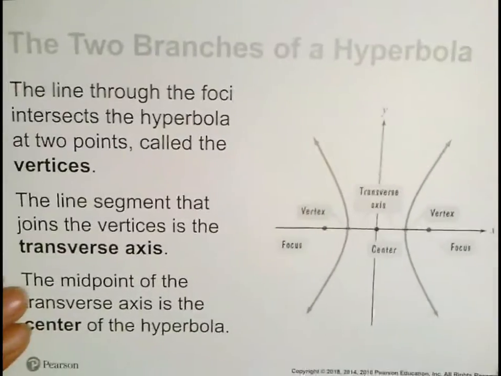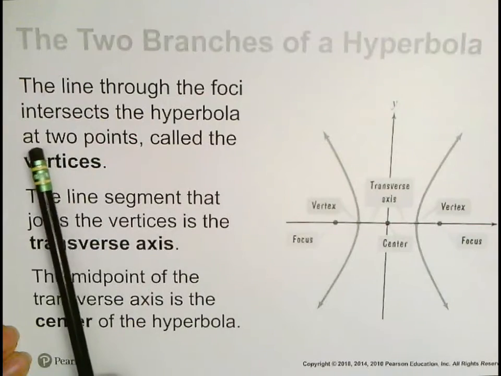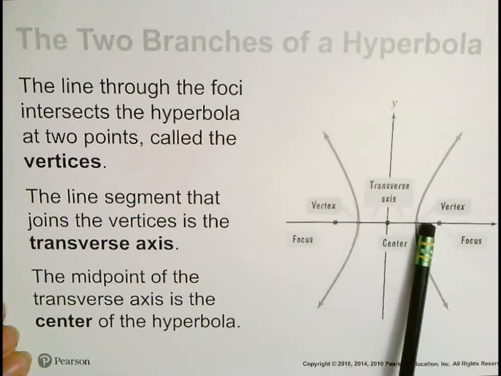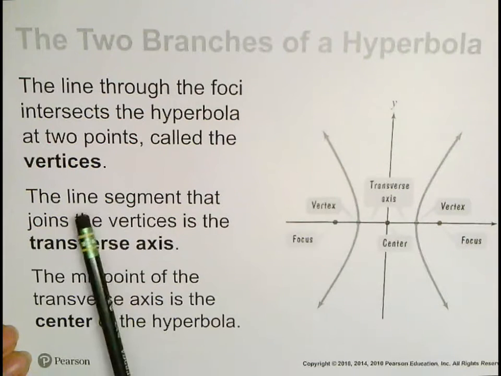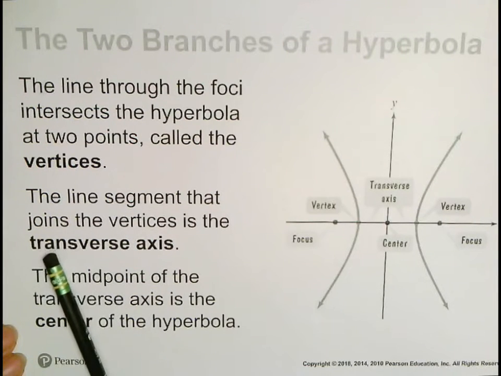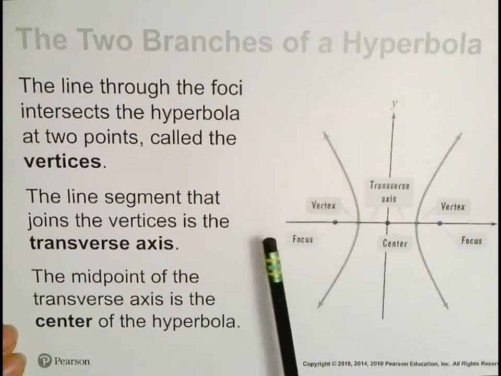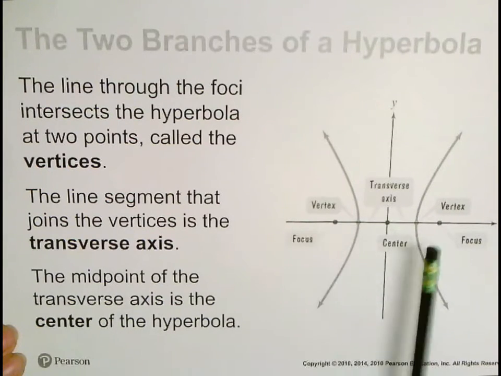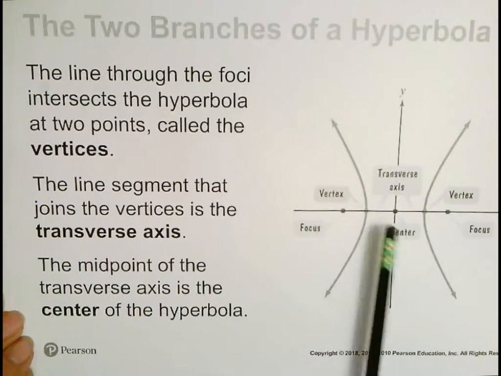Talking again about the different parts here. The line through the foci intersects the hyperbola at 2 points. You see, right here, right here. These 2 points are called the vertices. You see, the vertex and the vertex. The line segment that joins the vertices is the transverse axis. Since it's opening left and right, the vertices are on this. This is our transverse axis. The midpoint is the center. We're always going to move from the midpoint, like we were doing for the ellipse.